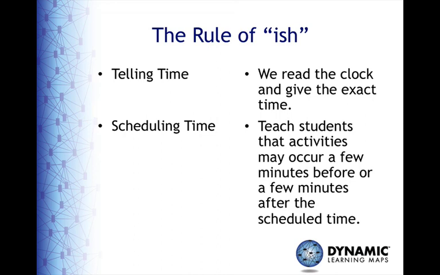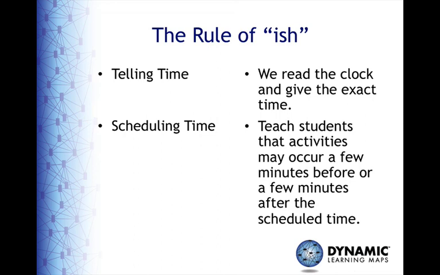With the rule of Ish, we teach students that there is a difference between telling time and having a schedule. If we are telling time, when we read the clock, we may give an exact time or an approximate time. Either one is okay. But if we are using time to tell ourselves when we should start an activity, end an activity, leave for an appointment, or even things like when someone should be home, then we use the rule of Ish. Schedules don't use exact times.